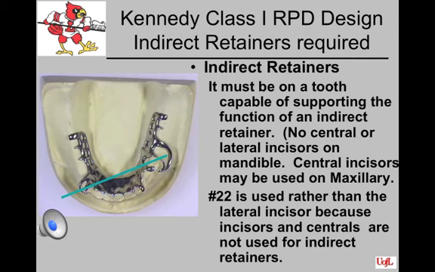The indirect retainer must be on a tooth that is capable of supporting the function of an indirect retainer. Therefore, on a mandibular arch, you're not going to have any laterals or central incisors with rests on them. They're not very strong. So what we do is move over to the next closest tooth, which happens to be the canine rather than the lateral incisor, because the incisors and centrals are not used for indirect retainer rests.